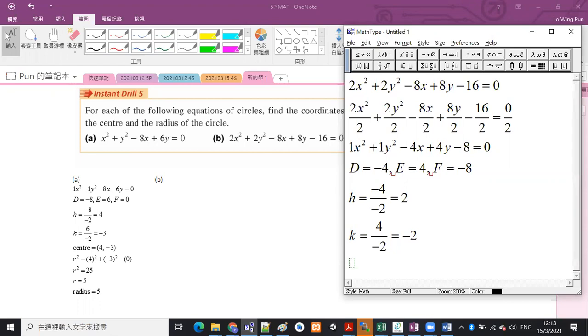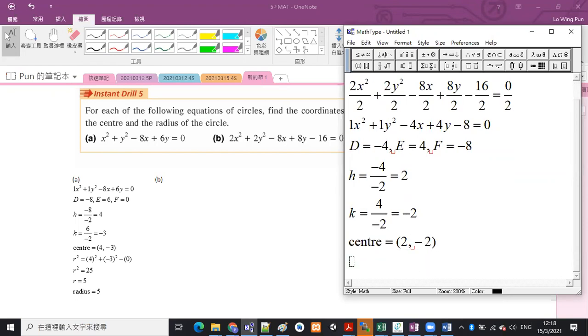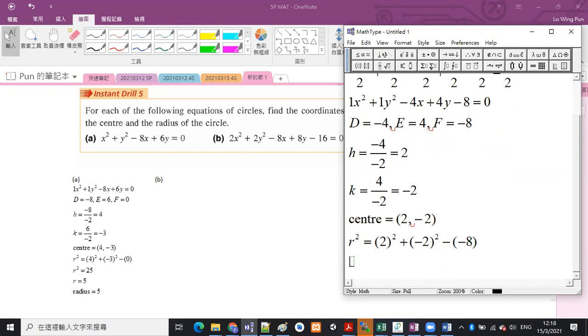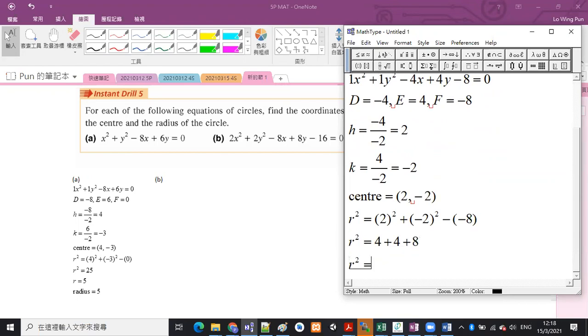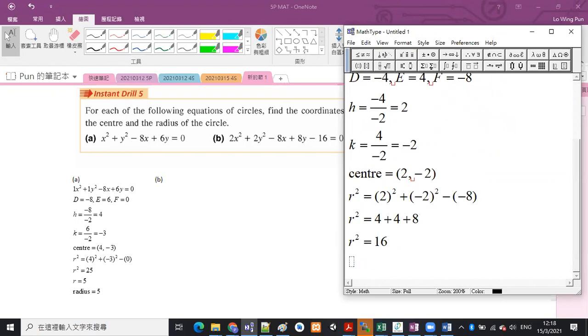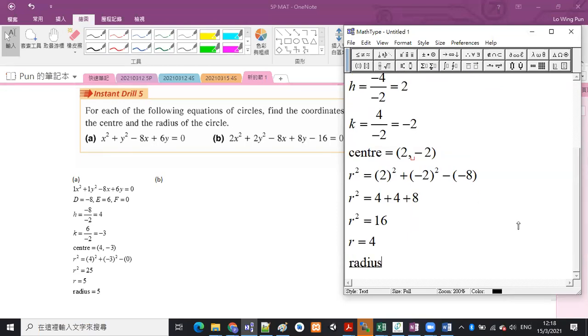Okay, and finally, the center can be written as 2 and negative 2. Okay, and then the radius, that is r squared, is equal to h squared plus k squared minus f. Careful, the f is negative. So when we minus a negative number, it becomes a double negative, it becomes positive. So r squared is equal to 4 plus 8. That should be 16. So r is equal to square root of 16, so that is equal to 4. Which means that the radius is equal to 4.